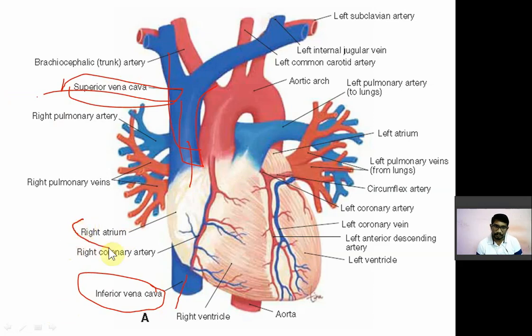Both these veins, superior vena cava and inferior vena cava, will collect the blood from various body parts and they will drain the blood in the right atrium.